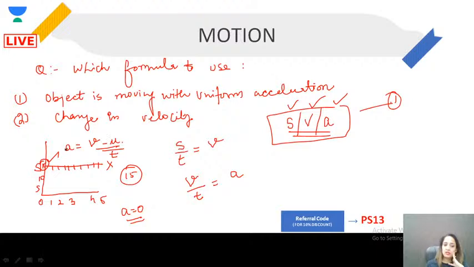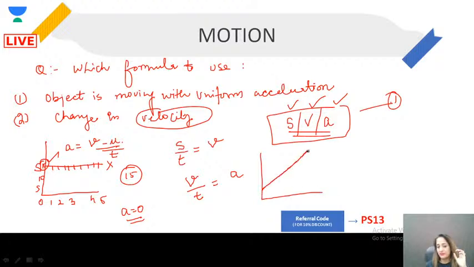So this is a uniformly moving item. Now let's say the object is moving and there is a change in velocity, but that change in velocity is happening uniformly. The object is moving like this. If the object is not moving like this, then you will not be able to use these motion equations. These motion equations you use only when it says there is a uniform acceleration.